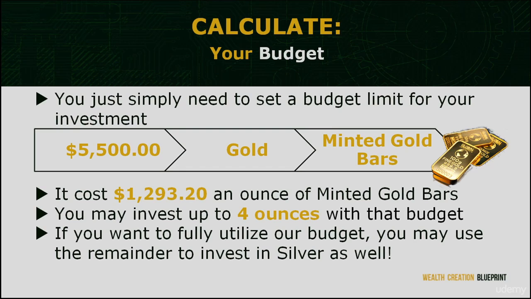to your budget. Now it costs $1,293.20 per ounce. With a budget of $5,500, you can invest up to 4 ounces of minted gold bars. If you want to fully utilize your budget, you have the privilege to invest in silver metal as well with the remaining $327.20. Simple, isn't it? Not knowing which silver investment to make?